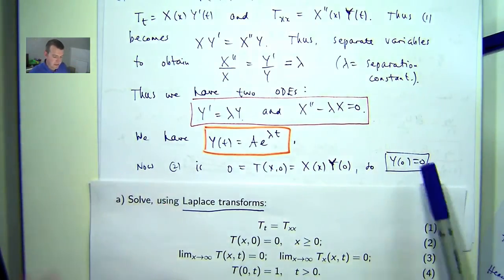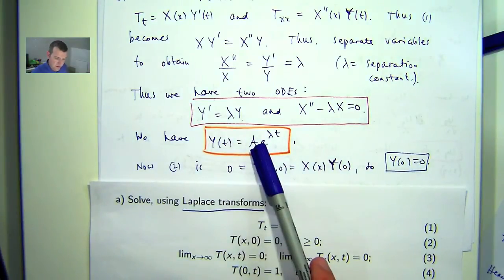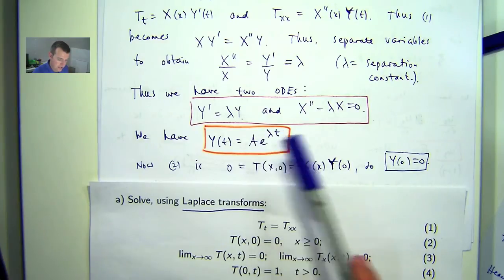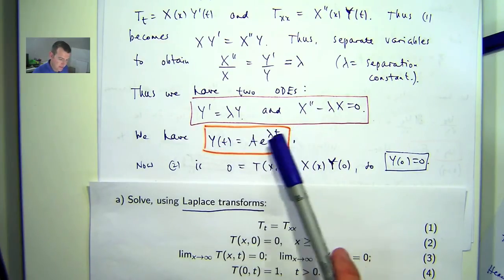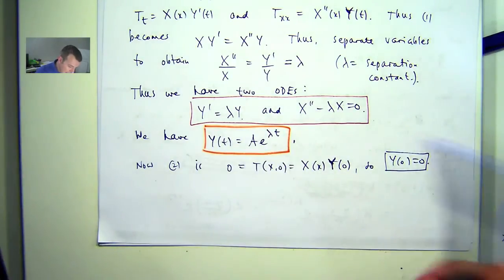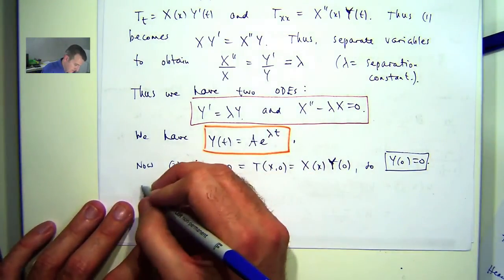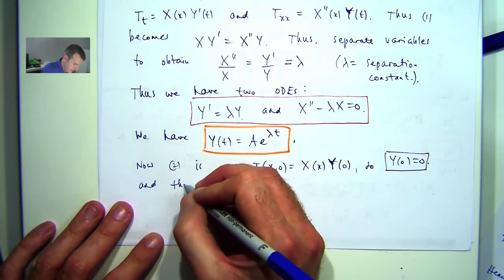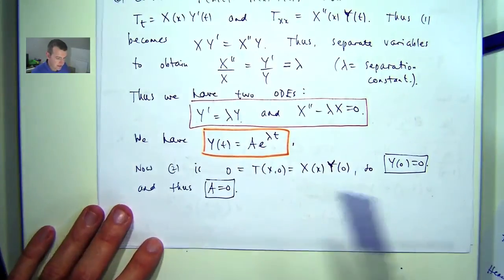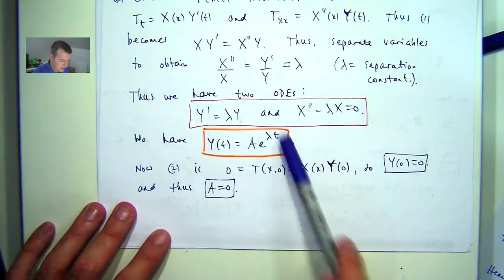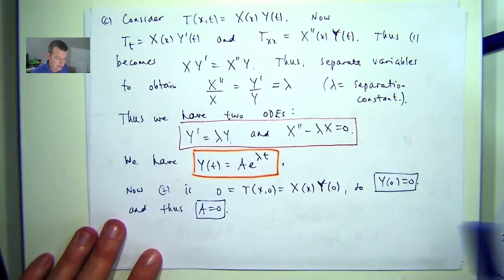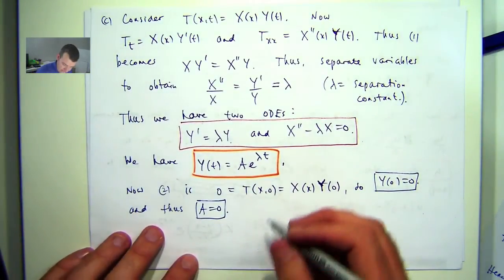What does this mean? Well, if you compute your A from this, so put in t equals 0, you'll get 1 here, 1 times A. And over here you'll get 0. So what this means is that big A is 0. So what does that mean? It means that this must be essentially the trivial solution. So that must be the trivial solution. Okay, just the 0 solution.